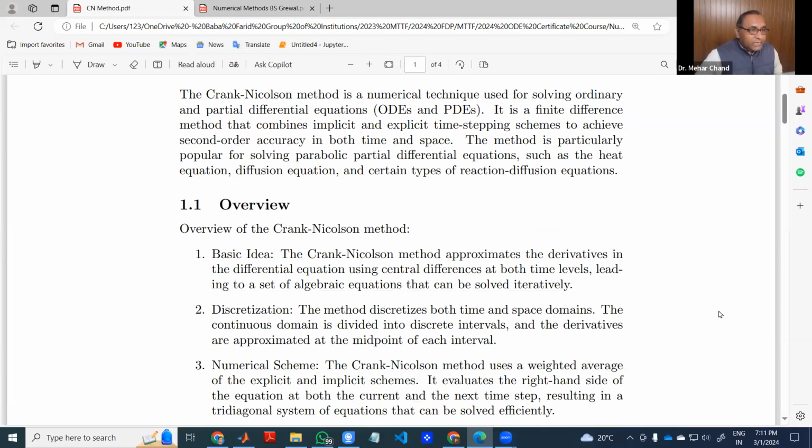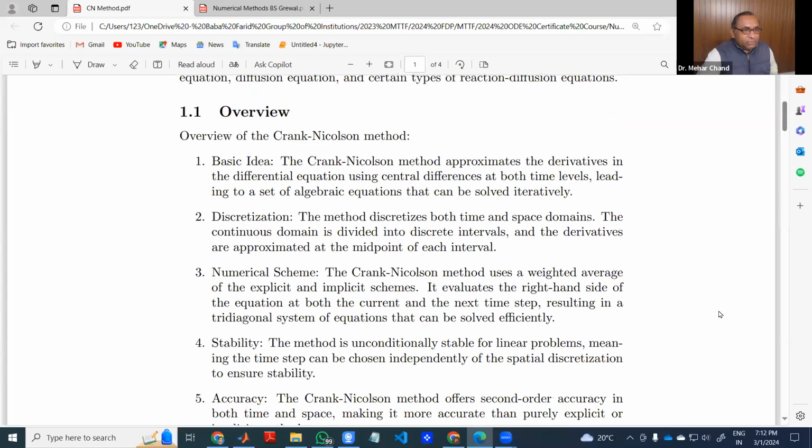The Crank-Nicolson method approximates the derivative in the differential equation using central differences at both time levels, leading to a set of algebraic equations that can be solved iteratively. And the method discretizes both time and space dimensions. The domain is divided into discrete intervals, and the derivatives are approximated at the midpoint of each interval.